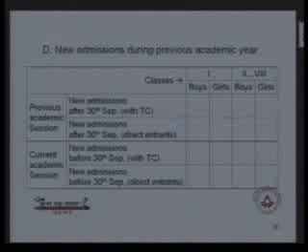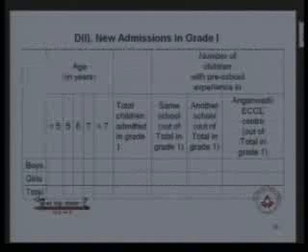Similarly, the same information for the current academic session. New admissions before 30th September with TC, with transfer certificate. That means those transferred from some other school. And new admissions before 30th September, direct entrants.